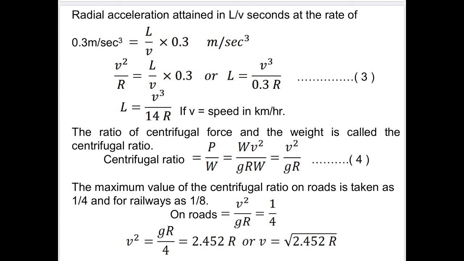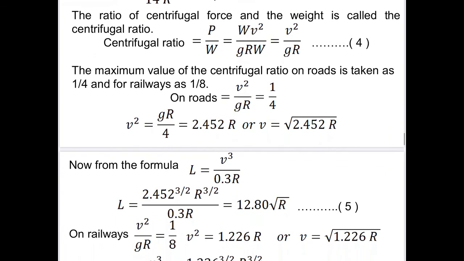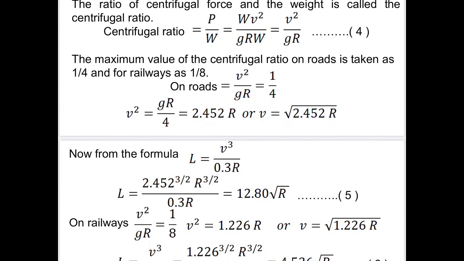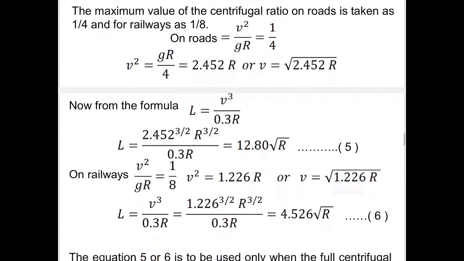The ratio of the centrifugal force to the weight is called the centrifugal ratio, and it can be found out by using the formula v square upon gr. Also we can find out L by using the centrifugal ratio, that is L is equal to 12.80 under root r, if we substitute the value of v from the centrifugal ratio.